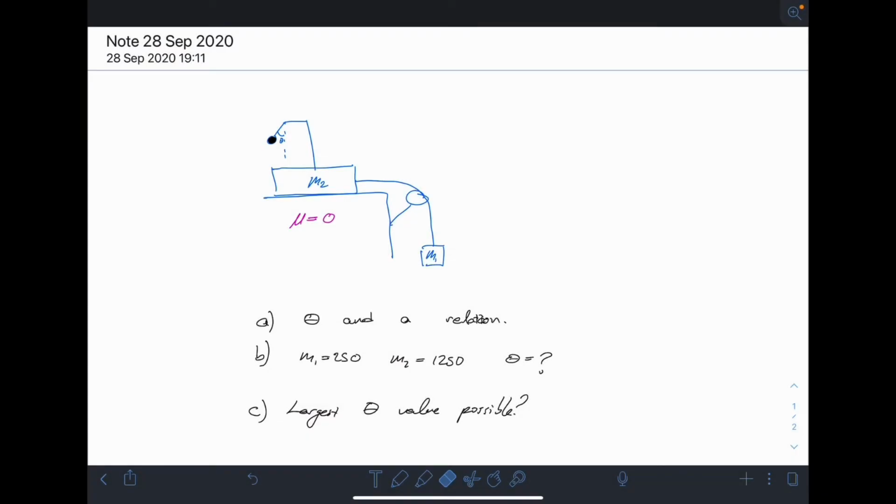Hello, and welcome to the Physics PBL Task 1 summary. In our first PBL task, we were presented with this system and asked 3 questions.